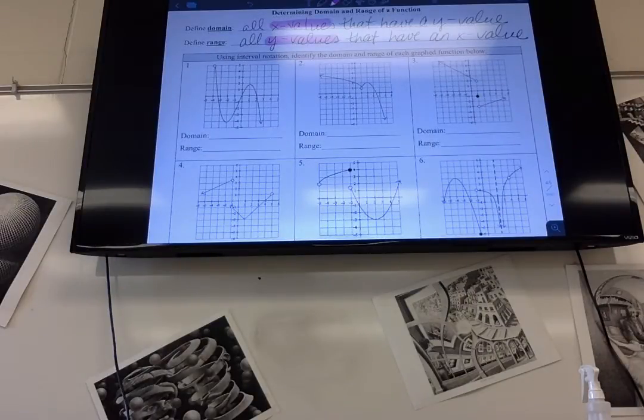That's the main thing to remember, is that domain has to do with the x's. So what it covers when you're going from left to right, and the range has to do with the y. So what you cover when you're going from bottom to top. So these first few we'll do together.